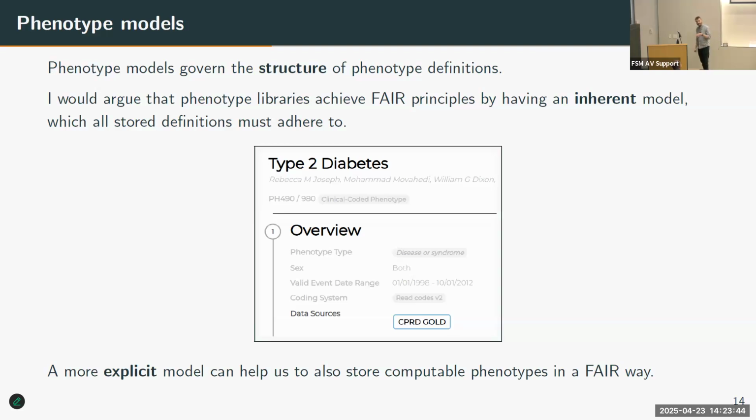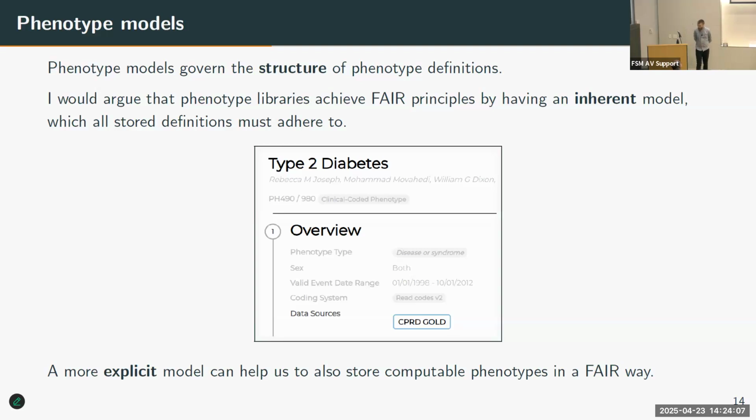They have what I would say is an inherent model. They might not be calling it that. They might call it a schema or something like that. But they are using a model for how phenotype should be, what data they should include. When people who have built the HDR-UK phenotype library say, well, part of what you need to include is your data source, what they're really saying is we have a model for a phenotype that includes having to specify what data source you've built against.